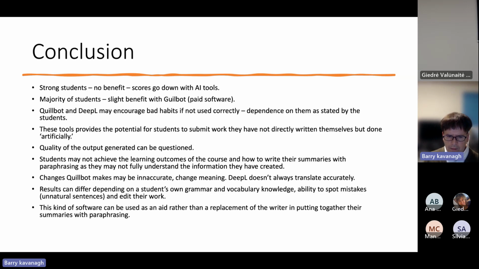So this kind of software can be used, I think, as an aid rather than a replacement. And I think many of the students recognize this. And although they all think that they will use Quillbot and DeepL again, they will use it sparingly or in limited situations rather than rely on it wholly as a replacement for their own English language learning.